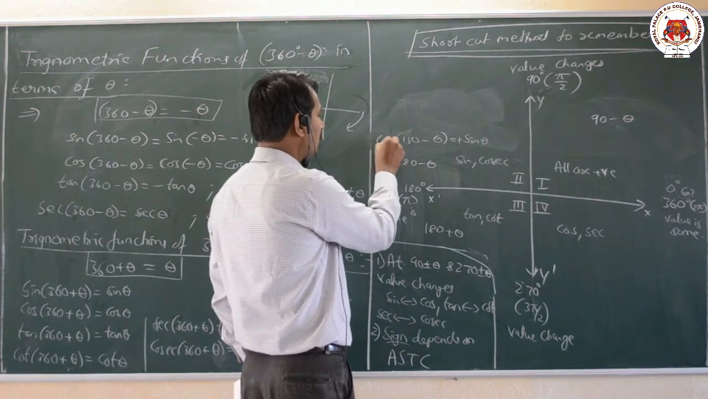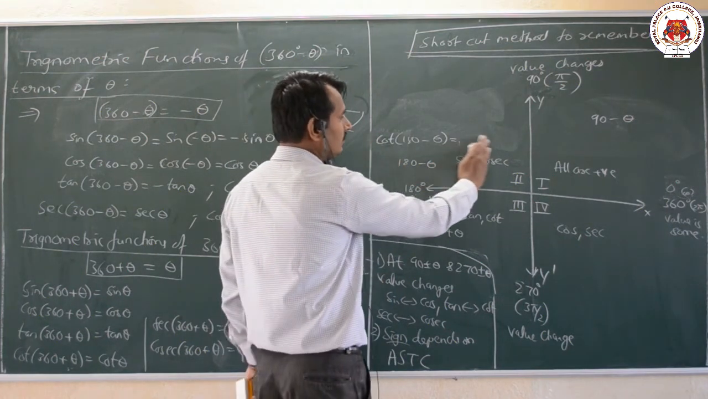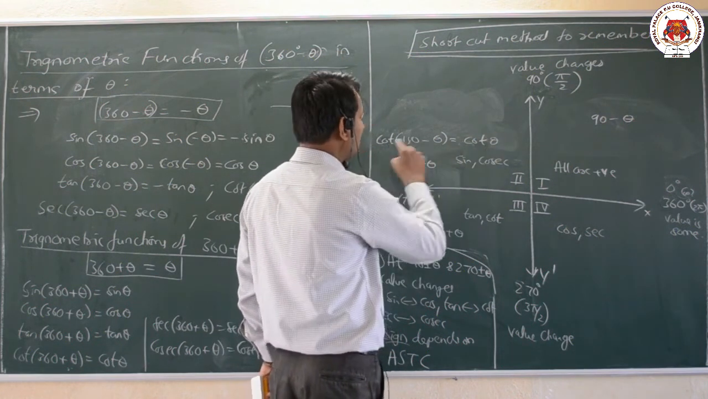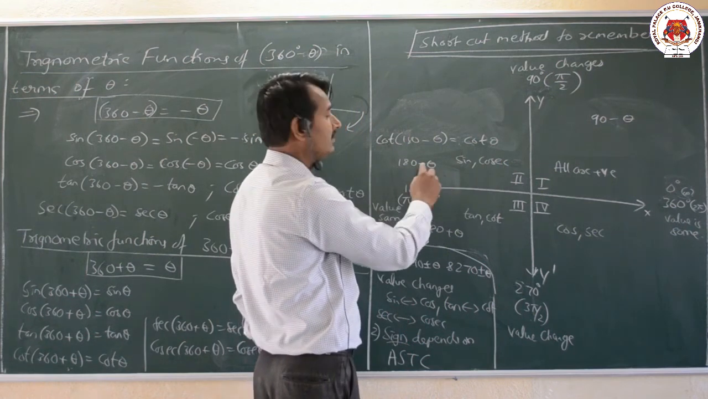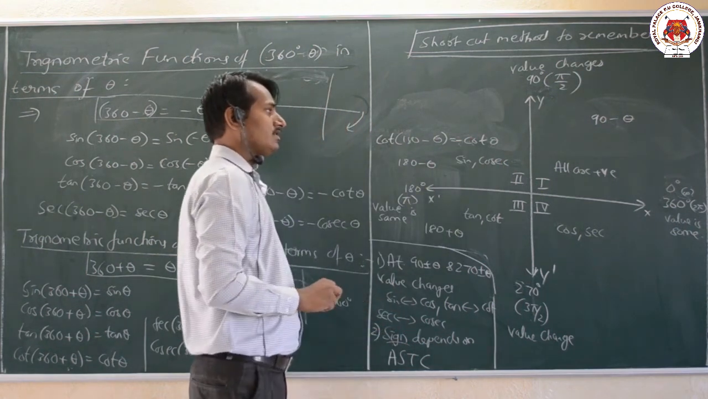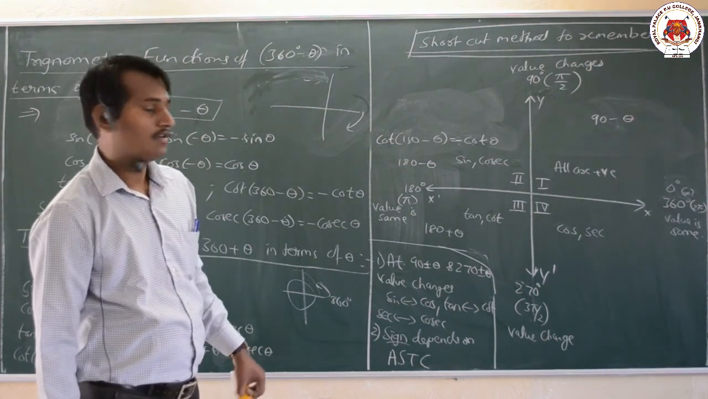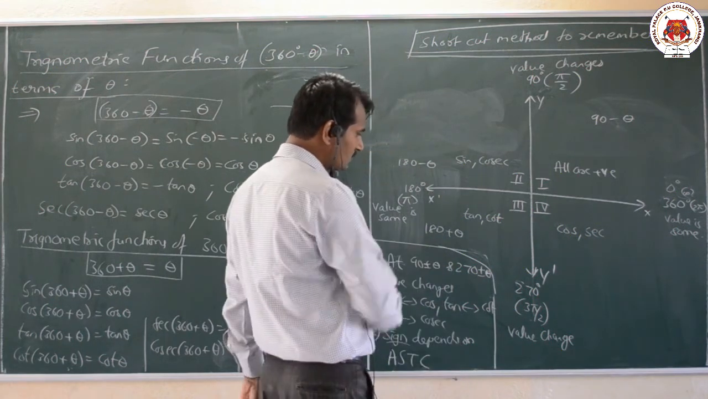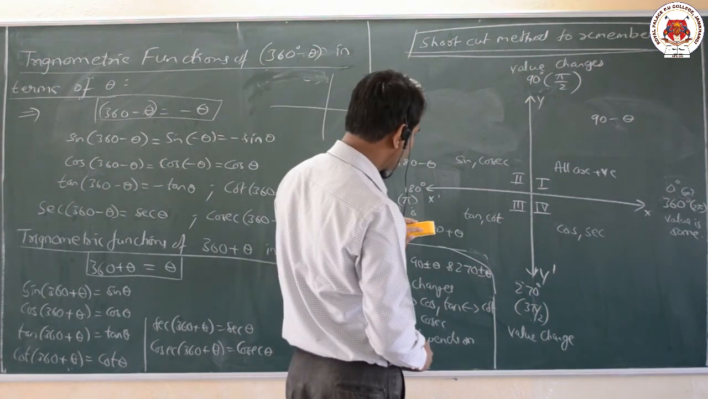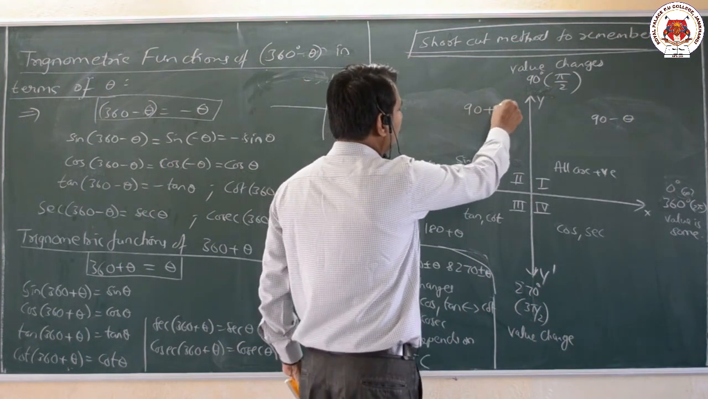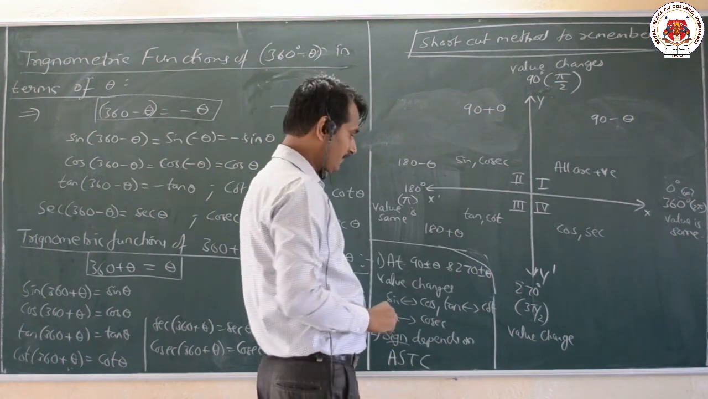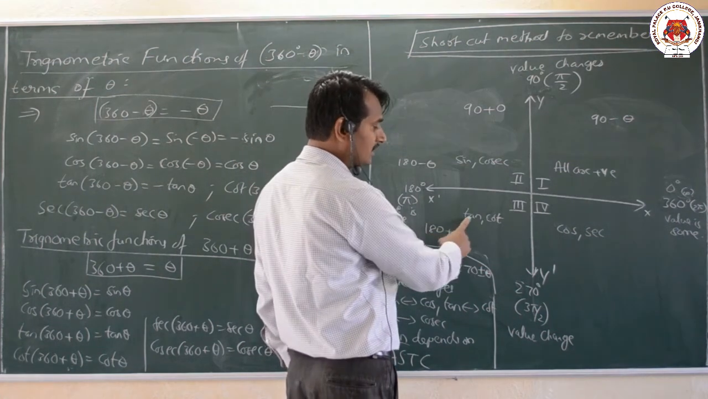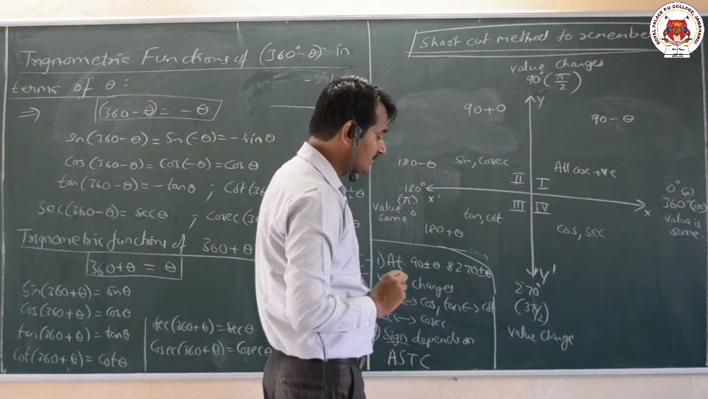Similarly, we can take cot of 180 minus theta. The value remains the same, cot theta only, and whether it is positive or negative, it is negative. So cot of 180 minus theta is minus cot theta. Okay dear students, now let us observe the next one, 180 plus theta. Sine of 180 plus theta: the value remains the same, sine only, but the sign depends on the ASTC rule, that is tan and cot are positive, the remaining values will be negative.